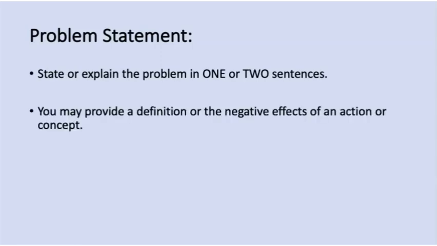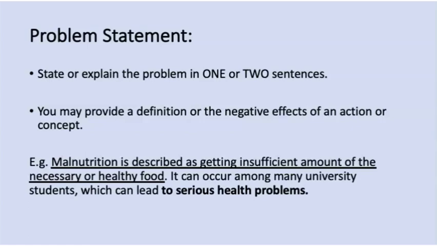You may provide a definition or the negative effects of an action or concept. For example, malnutrition is described as getting insufficient amount of the necessary or healthy food. This is the definition of malnutrition, which is the problem. It can occur among many students, which can lead to serious health problems, and this is the negative effect of malnutrition. We first state the problem and explain it.